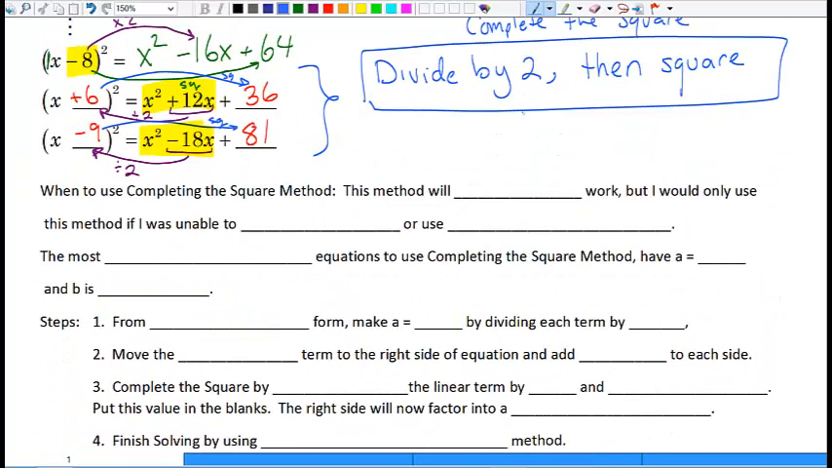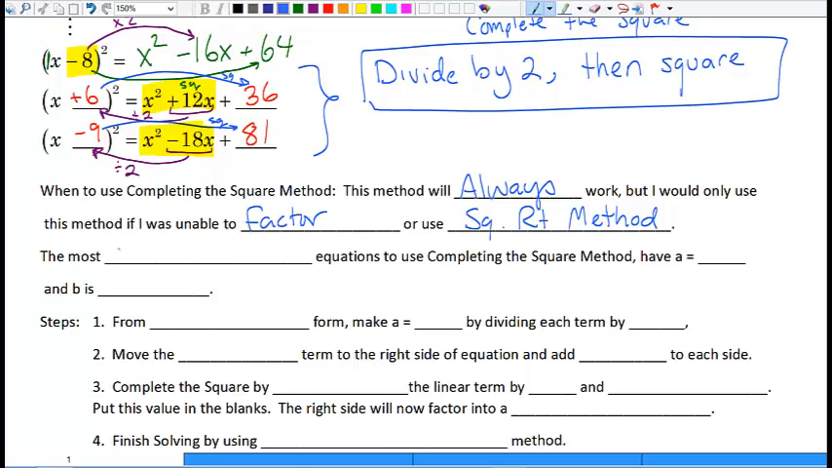Now we need to talk about when to use the completing the square method. Now, this method will always work, but sometimes it gets a little bit tedious. So I would probably only use this method if I was unable to factor or use the square root method. If I can do one of those 2 methods, those are faster and quicker and easier, and I would want to use that before I use completing the square.